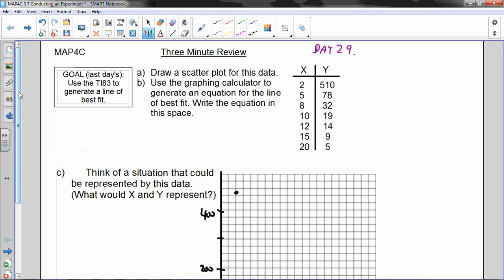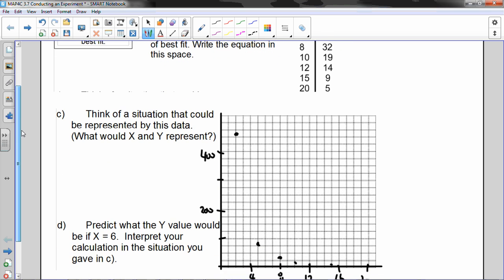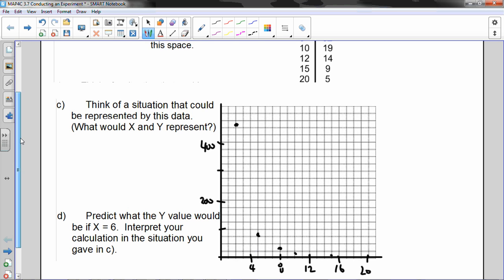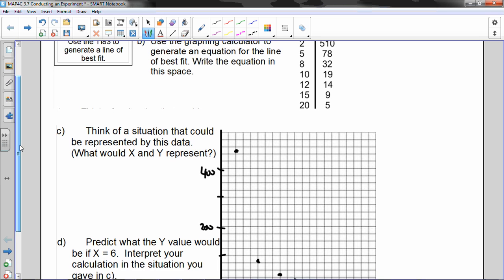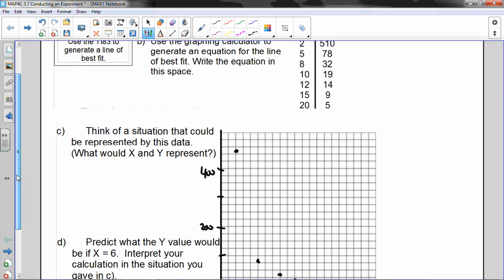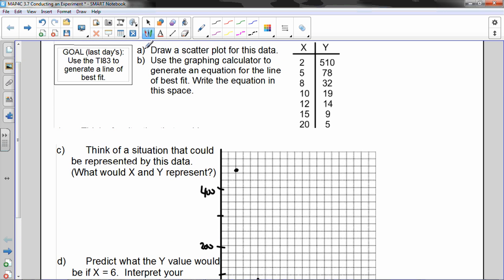A is to draw a scatter plot, and I cheated a little bit. I drew it beforehand. Notice, watch your scale. Each tick's supposed to be worth the same amount, and that's the scale I chose. You could probably choose some other scale that's pretty good. It's a bit strange because some of the numbers are so big compared to the other numbers. Probably a break in the graph's not appropriate, but there's the scatter plot. Use the graphing calculator to generate an equation for the line of best fit. Write the equation in this space.